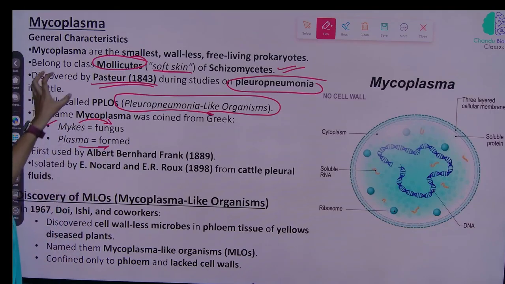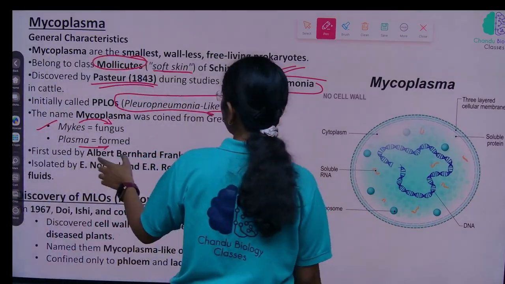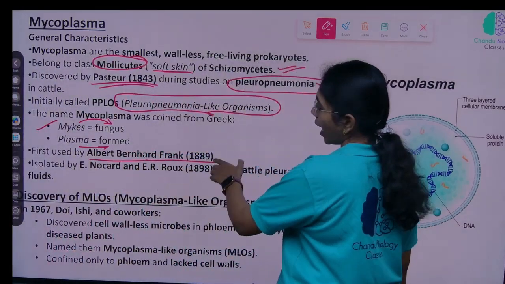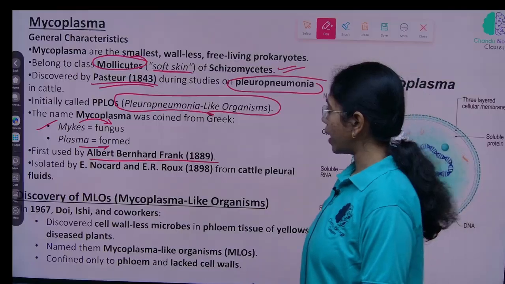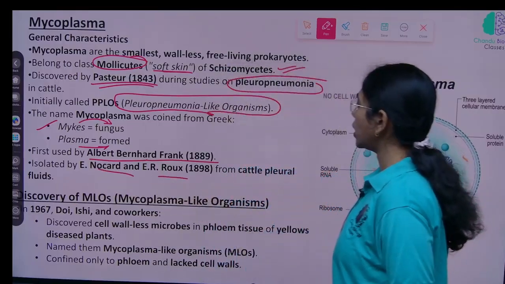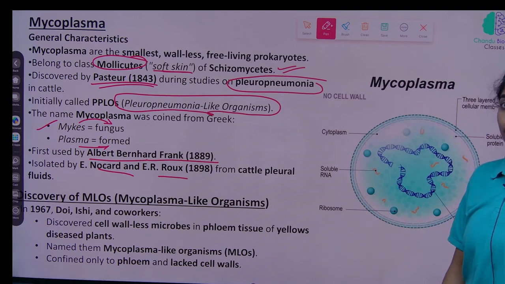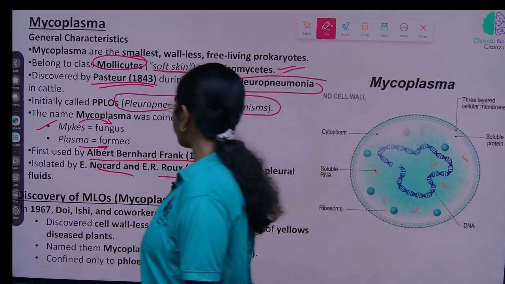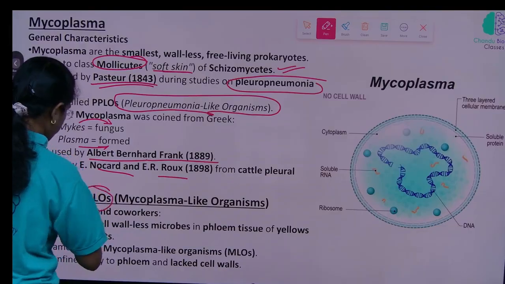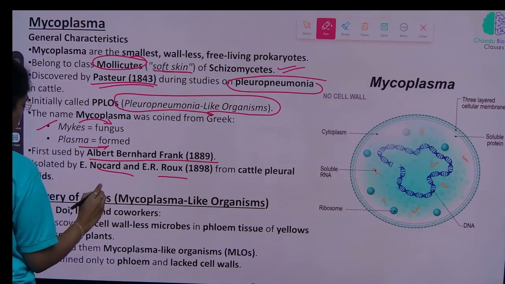Mycoplasma was first used by Albert Bernhard Frank, and they were isolated by Nocard and Roux in the year 1898 from cattle pleural fluids. They are isolated from pleural fluids. Next, the discovery of Mycoplasma-like organisms. How were they discovered?